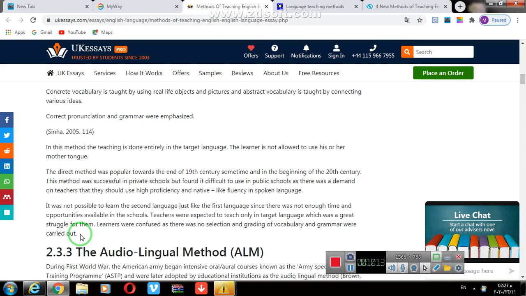When we need to use English as a first language, we sometimes struggle with the students to understand what we want to explain and discuss. Learners were confused as there was no selection and grading of vocabulary and grammar carried out. These are some of the disadvantages and hindrances that the direct method had.